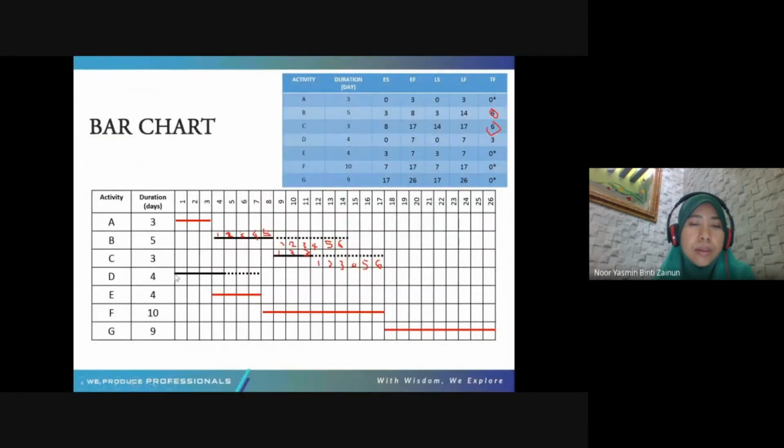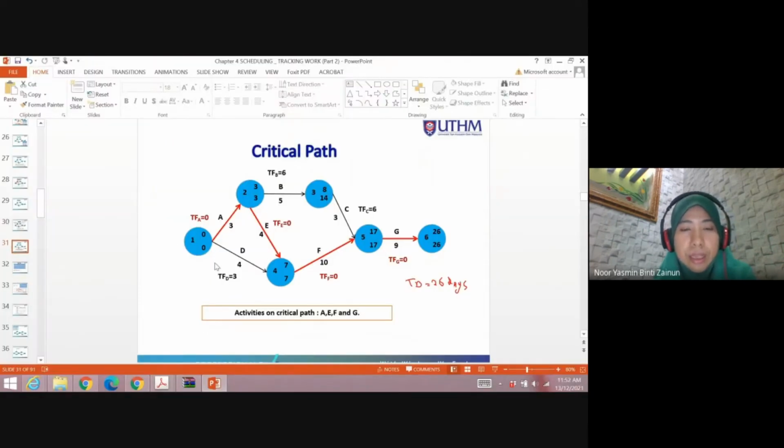Hari yang sama juga. So activity D, 4 days. You have here 1, 2, 3, 4. And the float is 3. 1, 2, 3. And activity E, no float because it's critical activity, 4 days. After the, okay, you need to see the ADM. It's showing that activity is here.